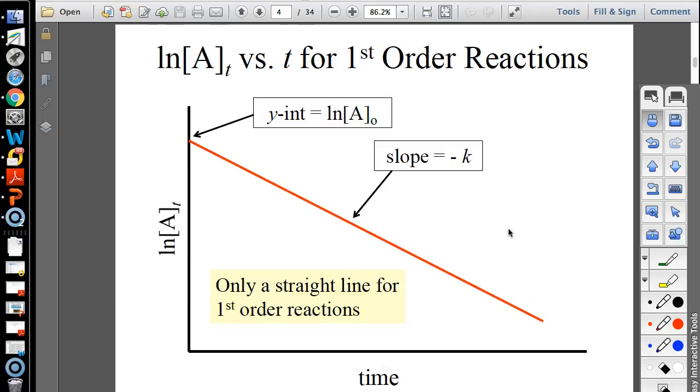So again, the y-intercept is the natural log of A at the beginning, and then the slope is negative k. So that rate constant has to be positive. We had talked about that a little bit, and so you do see the decrease in the slope there. So it's got negative k, and if you look at the formula, it's negative kt.